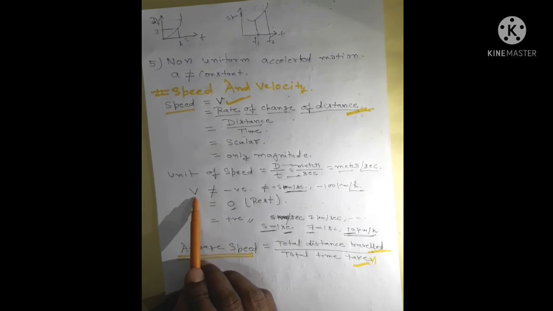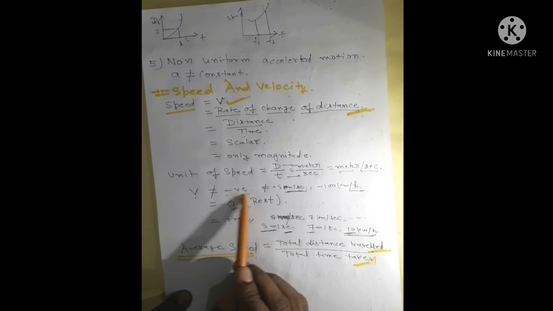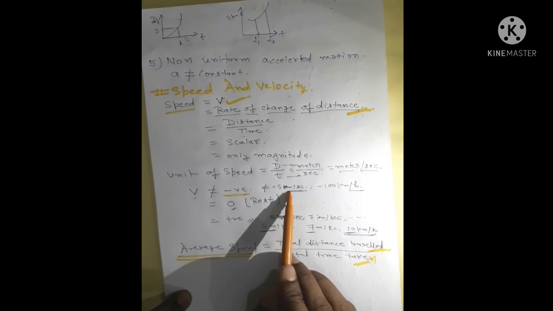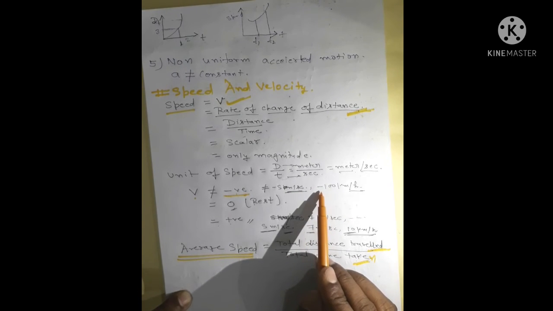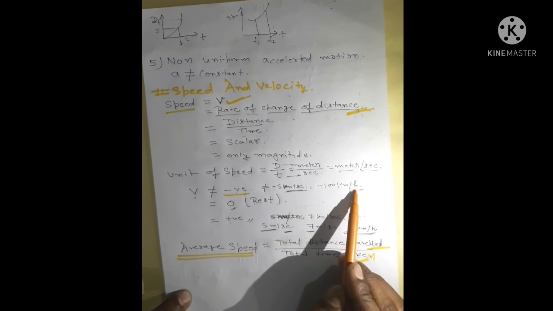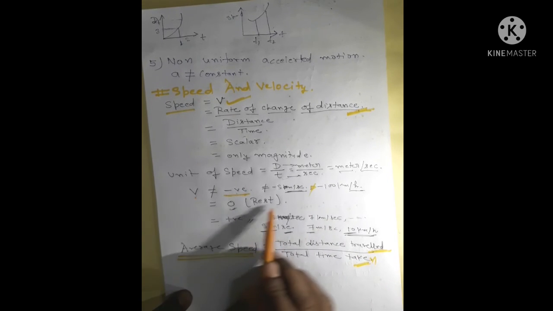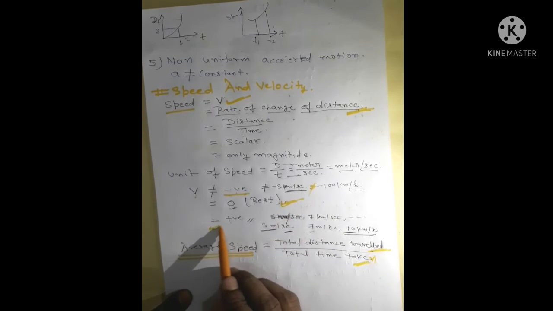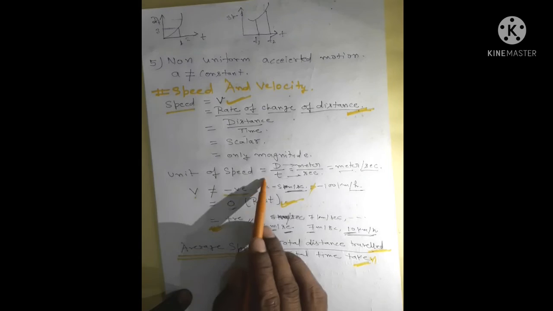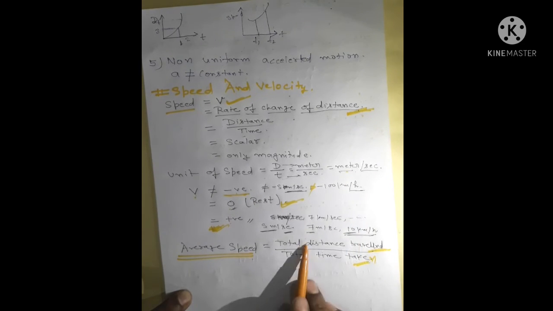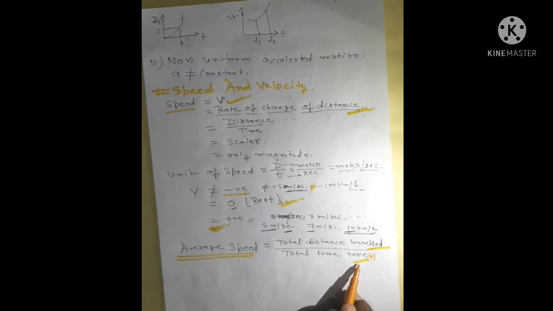Speed is never negative. Minus 5 kilometer, minus 5 meter per second, minus 100 kilometer per hour, this never happens. Speed is 0 means at a rest position. Speed is always positive. Unit of speed is meter per second. Average speed is total distance traveled by total time taken.